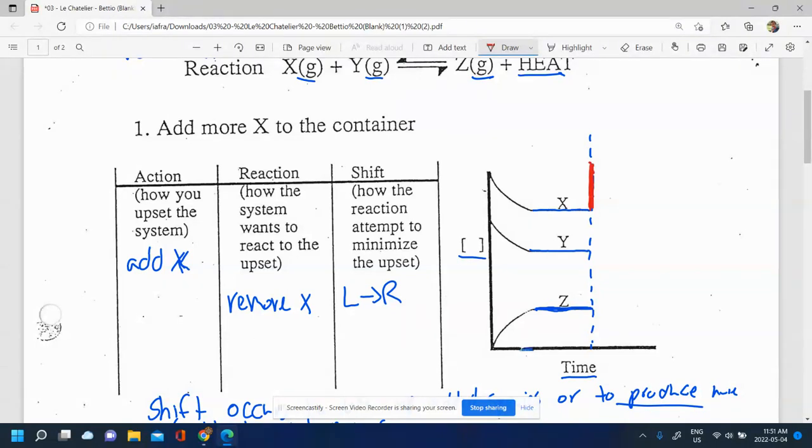Now, the thing is, now that I've added that X, I want to get rid of it. So how do I get rid of it? Well, I want my reaction to react with Y to make some Z. Because if my X reacts with Y, I get rid of the X that I've added. So essentially my reaction is going to go from left to right to reestablish equilibrium.